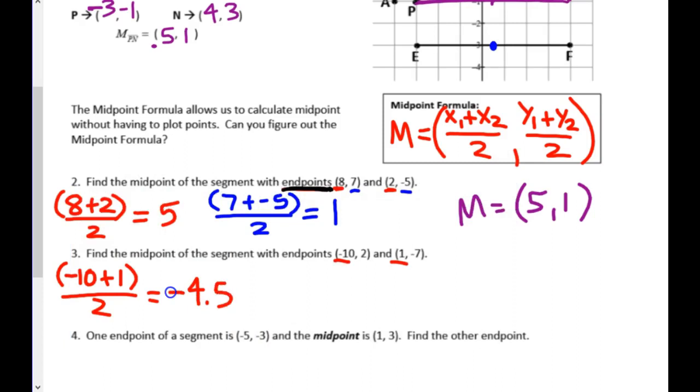And then my y value. My y's are 2 and negative 7. So I'm going to add them. 2 plus negative 7 divided by 2. If you do that, you should get negative 5 over 2, which is what? Negative 2.5. What's my final answer going to be?